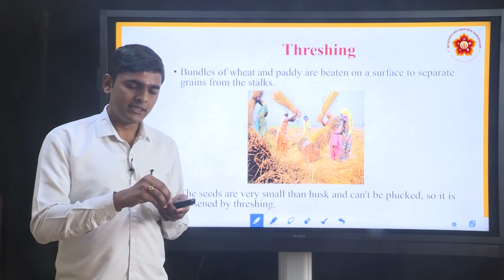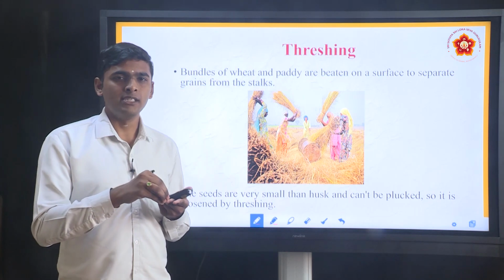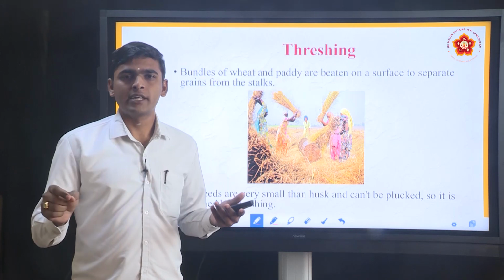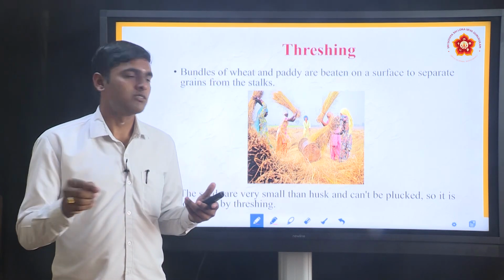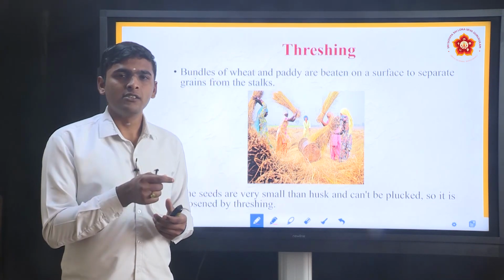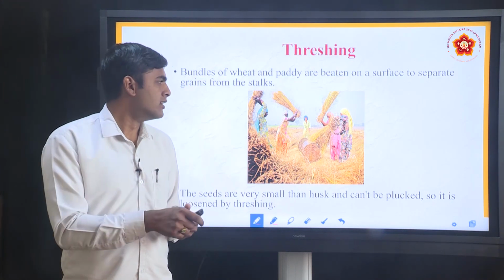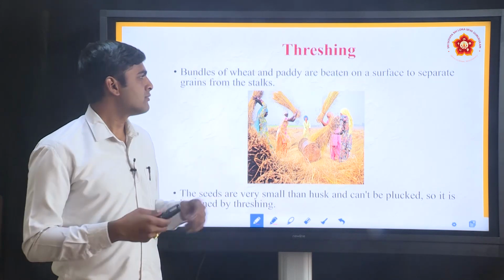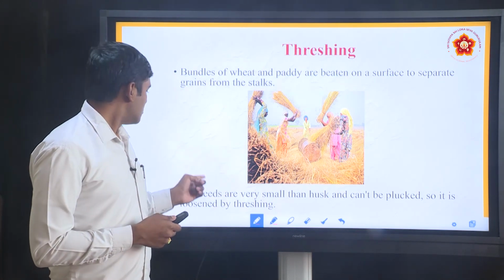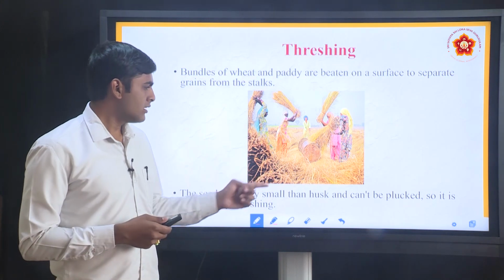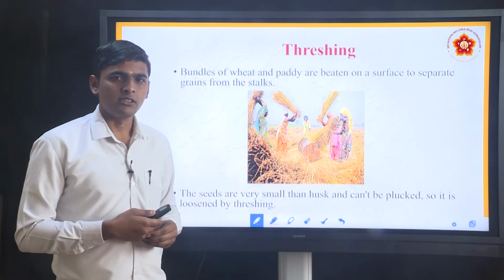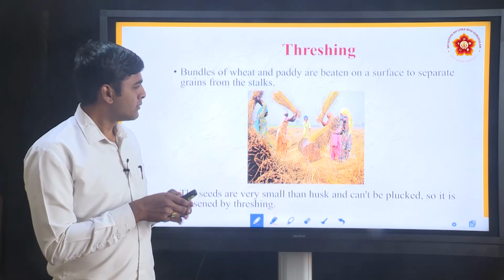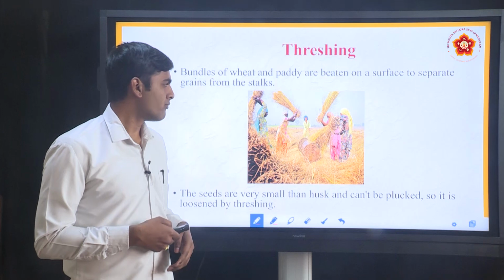Hand picking needs big grains to remove, but these grains are very small, so it takes a long time and is a laborious process. So we use threshing, so that by beating the bundle we get the grains and the stalk separated. The seeds are very small and can be plucked from the husk, so it is loosened by threshing. This is the method we all use in the farmers' fields for separating the grains from the stalk.